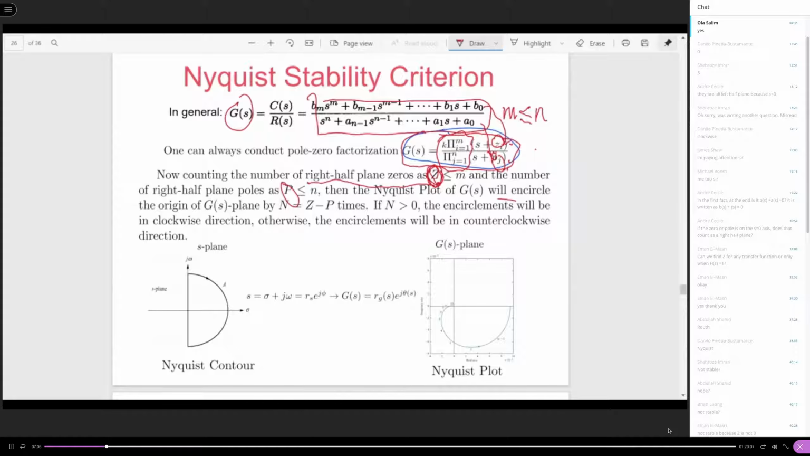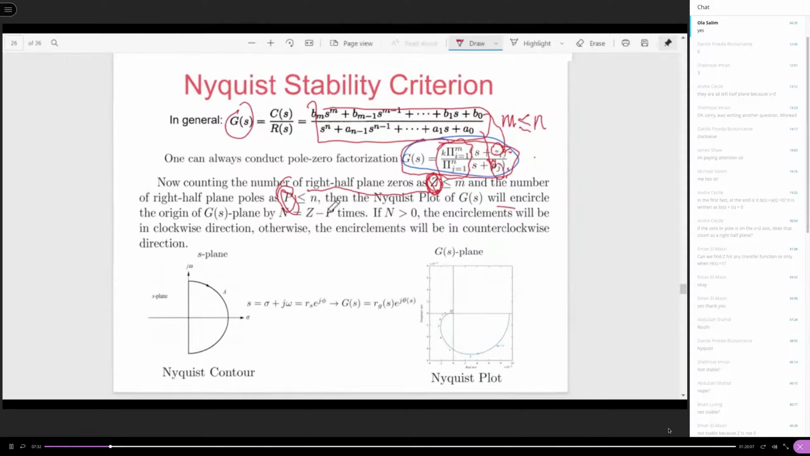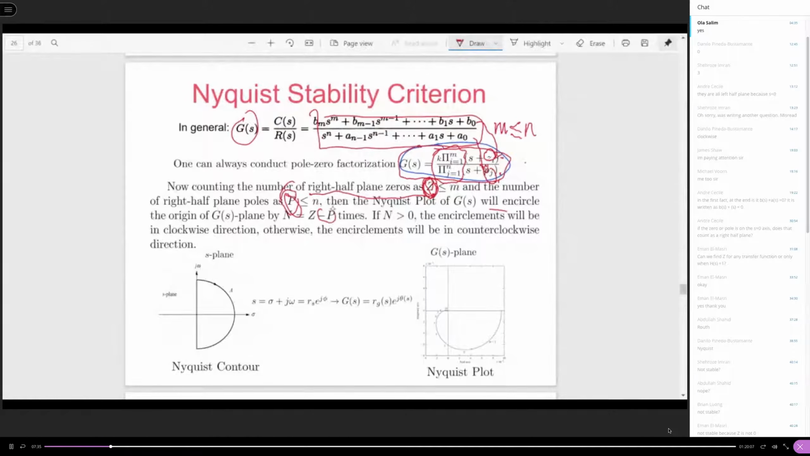Now, what about the P? We said that we have P number of right half plane poles. But each right half plane pole is going to contribute a negative 1. So you have P number of right half plane poles, and the total contribution is going to be negative P times.